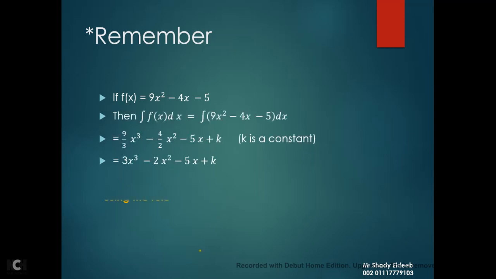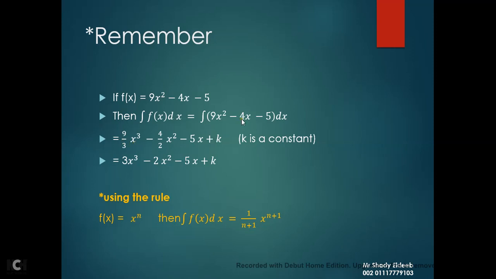It is using this rule, f(x) equals x^n. So the integration of f(x) is 1 over n plus 1, x^(n+1). Let's apply this rule here. We have here 9x^2, so we add 1 to 2, it will be 3, and then you divide 9 by 3, it will be like that, 9 over 3 x^3.